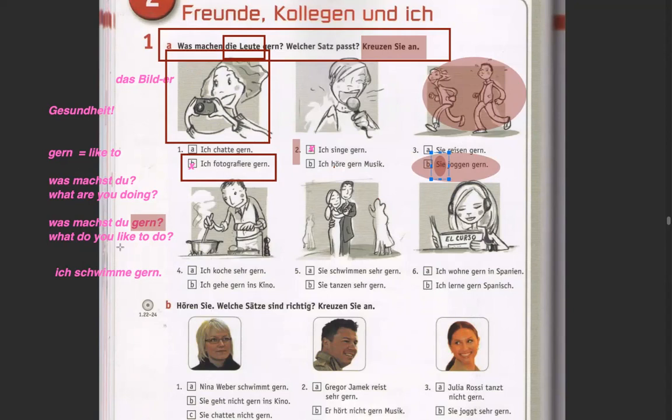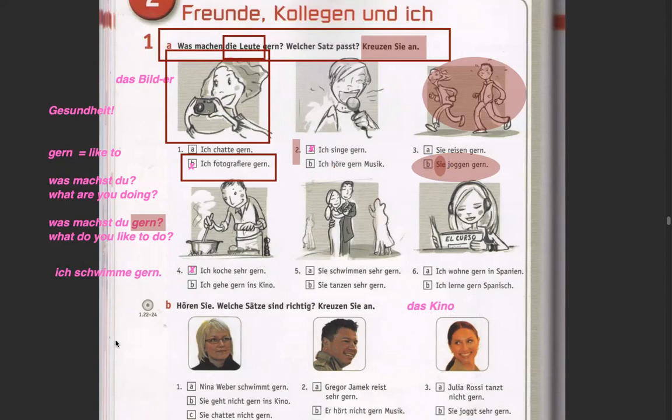Vier, Saurabh? Ich gehe gern ins Kino. Good. You got it. Gehen means to go. Kino means cinema. Ich gehe gern ins Kino.